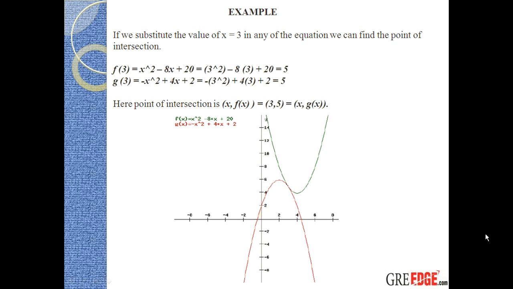Janavi, it just depends on the question. If it asks for the number of points of intersection, then you can give it as 1. If it asks you to find the point of intersection, then you can give it as 3 comma 5.